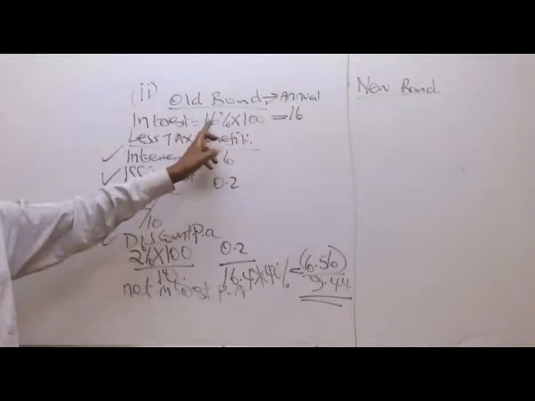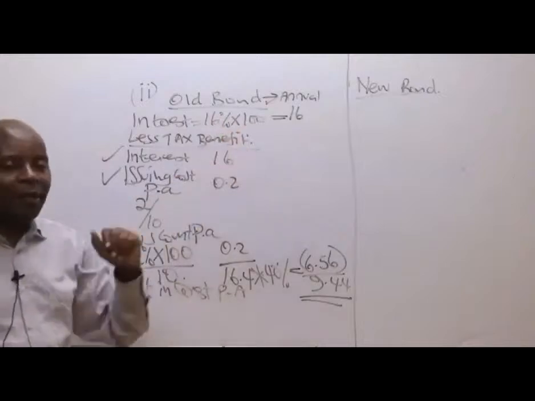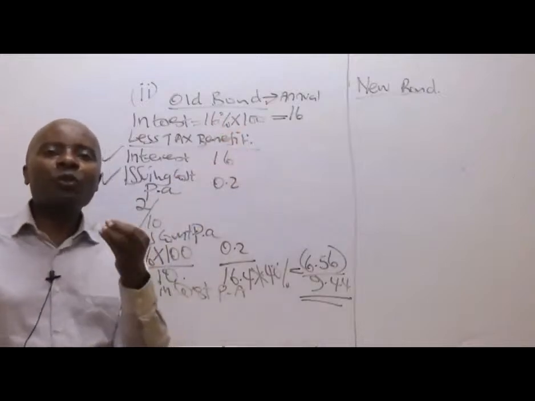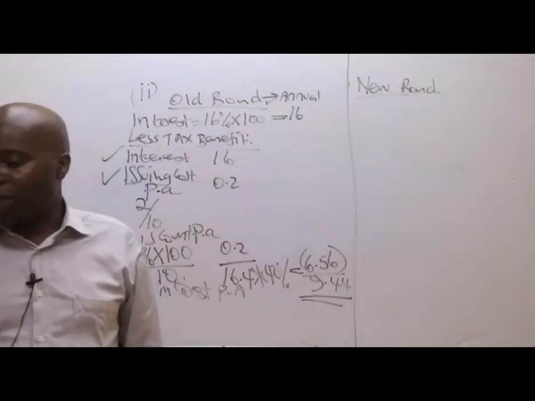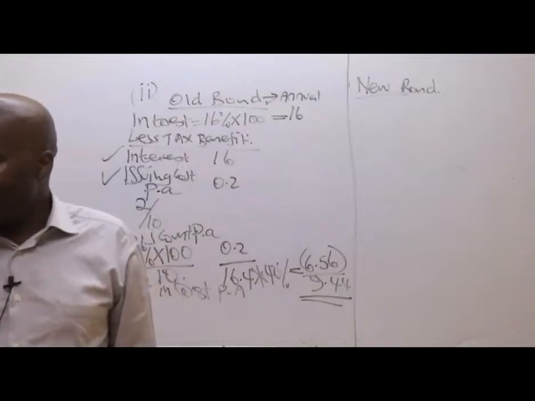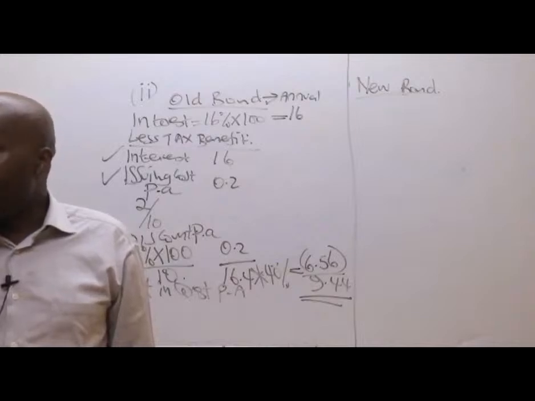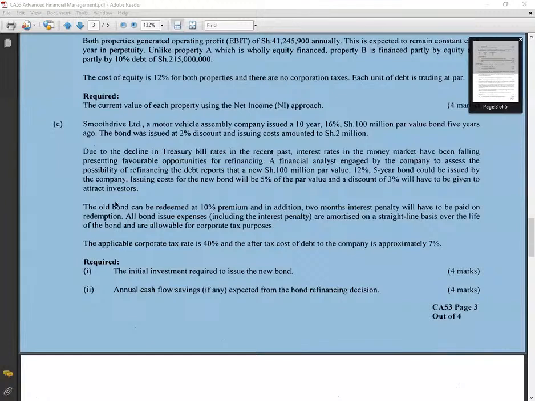How about this interest? How comes we never divided this by 10? It's because the rate of interest is on a per annum basis. The rate of interest, ladies and gentlemen, is on a per annum basis, not unless you're told otherwise. This 16%, this figure given here, coupon rate, is normally an annual percentage interest rate. Tuende pole pole tuone wanasema namna gani.